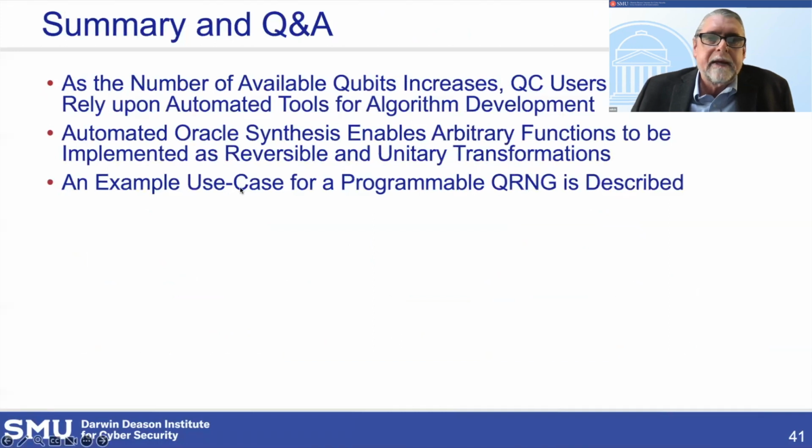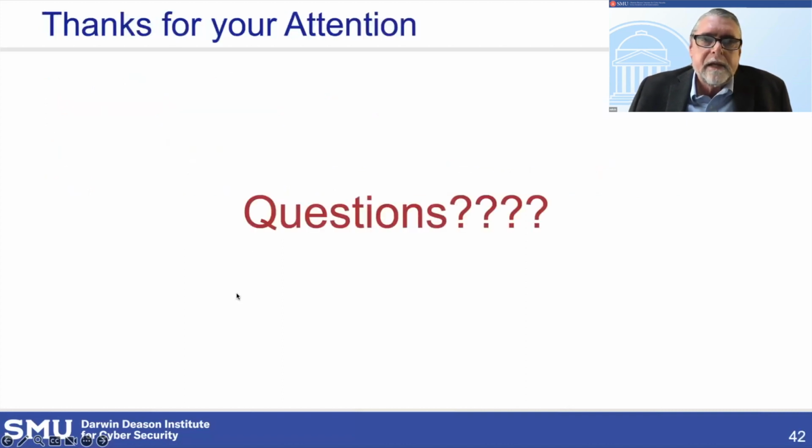So as a summary, as the number of qubits increases, we'll need automated tools like oracle generators. And I showed you a use case wherein we produced a quantum random number generator. So at this point, I'm happy to take questions.